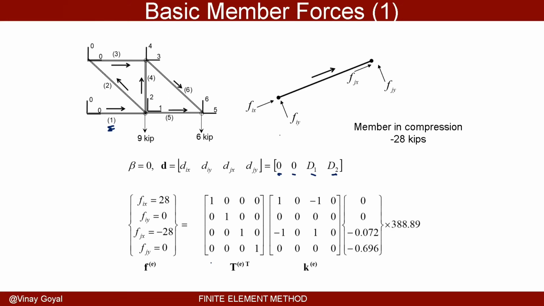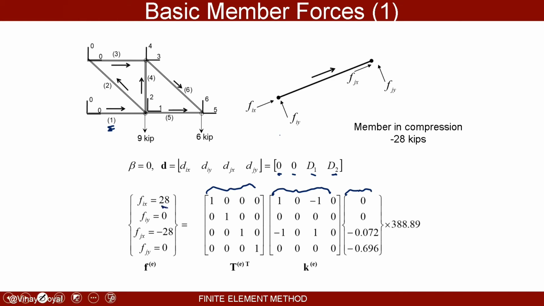So I know T, because I know beta is 0, so I know the transformation T. I know K is always this. And so I know D. So if I multiply everything together, I get the forces in that truss.